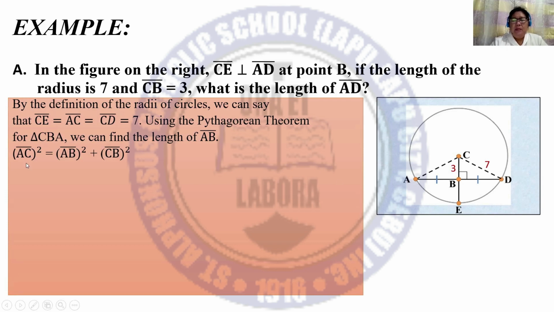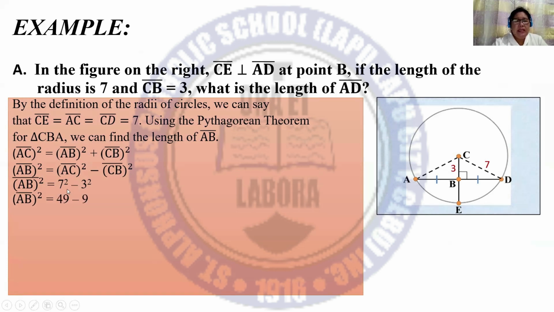That is, the Pythagorean theorem states that the square of the hypotenuse is equal to the square of the base plus the square of the altitude. So, to solve for AB, we have the square of AB is equal to the square of AC, which is the hypotenuse, minus the square of CB. And then let us substitute. The value of AC is 7, which is also the value of CD, minus 3, which is the value of CB.